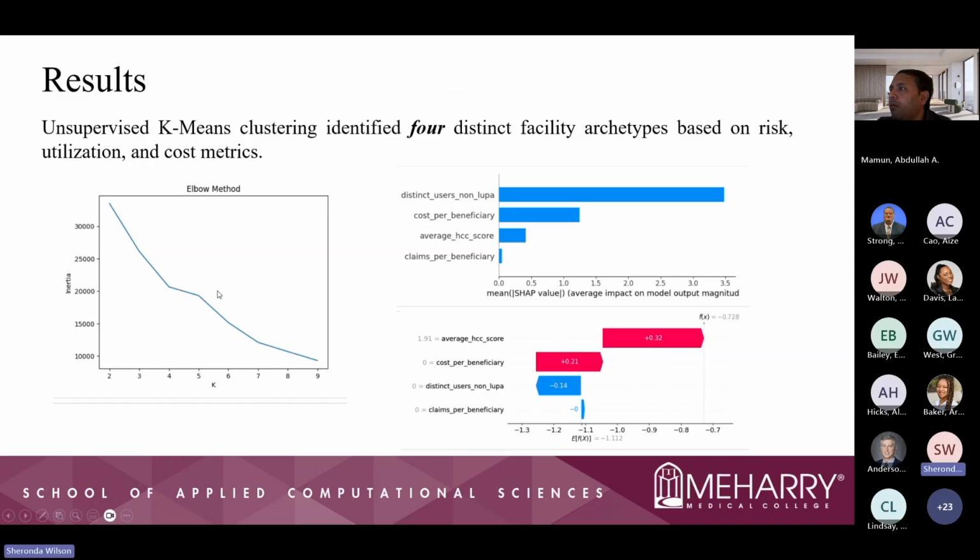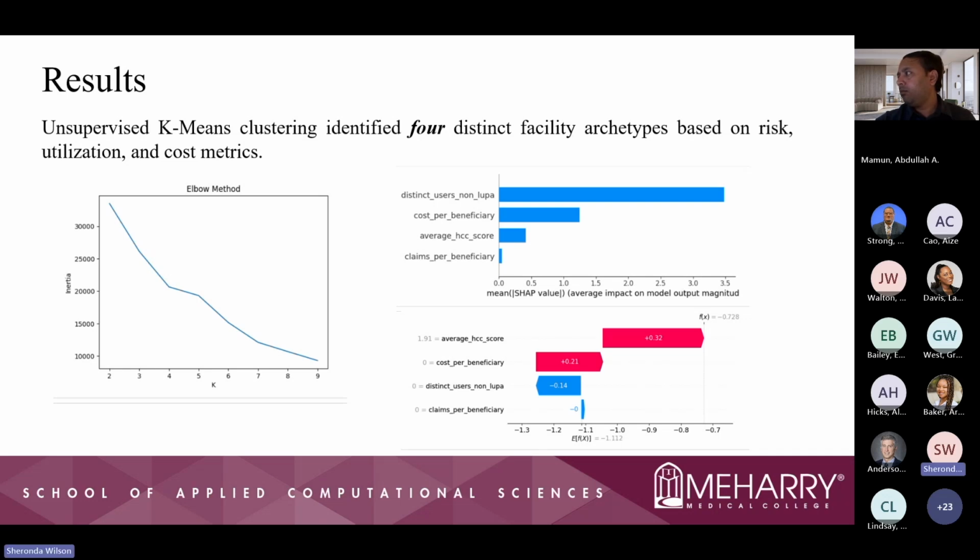I also took it a step further with using SHAP to explain the model decisions. So SHAP showed the strongest drivers of predictions, and it included the distinct users receiving the care, the non-LUPA care, the cost per beneficiary, average cost, and claims per beneficiary.